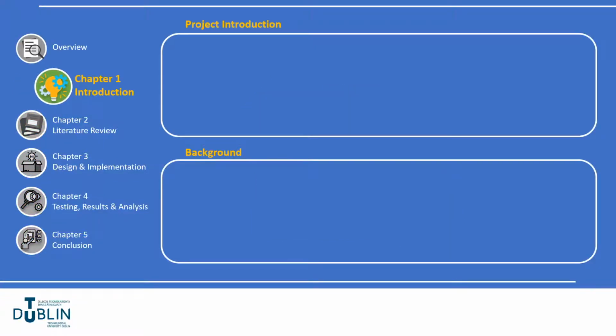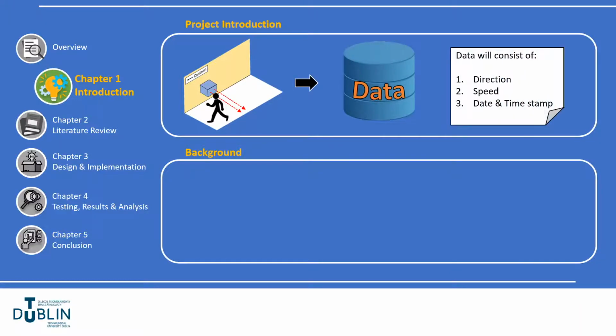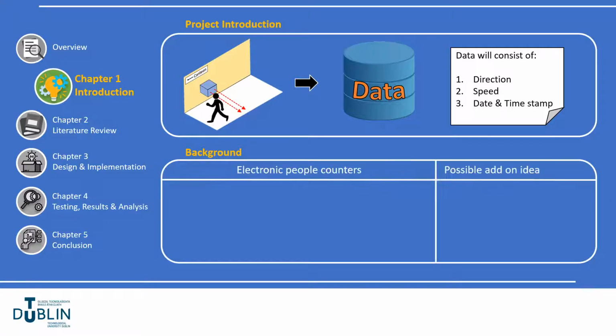Project Introduction. The aim of this project was to design and implement a device that could detect the movement of people as they move through a particular environment. This animation shows the intended setup of the device. When a person walks past, the device will produce a set of data. This data will then be sent to a database and will consist of the direction and speed in which the person has walked past the device, along with a date and time stamp of the event.